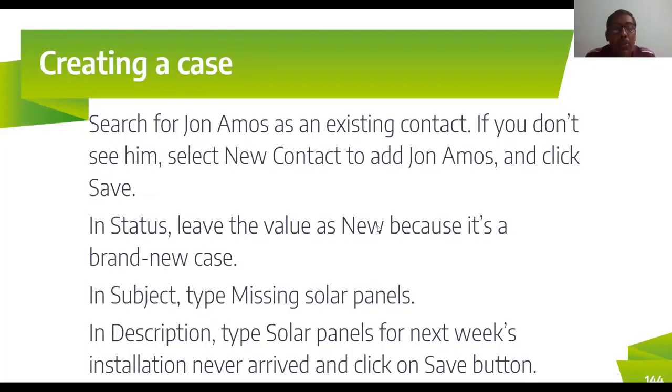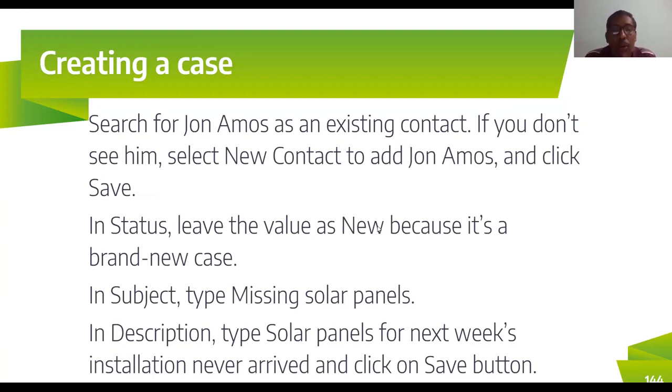Now we'll see how to create a case. Search for John Amos as an existing contact. If you don't see him, select new contact to add John Amos and then click save. This is the scenario. We are going to search for John Amos as an existing contact. If we don't find him, we are going to create a new contact, add John Amos, and then click save.